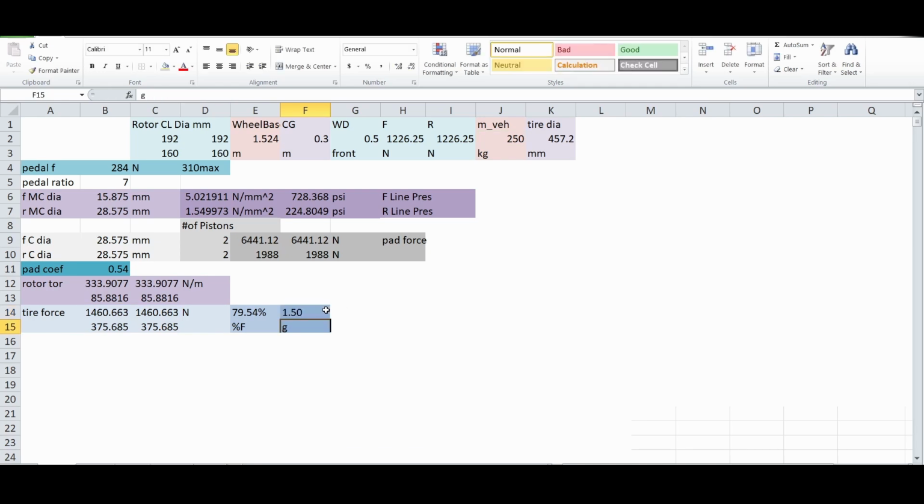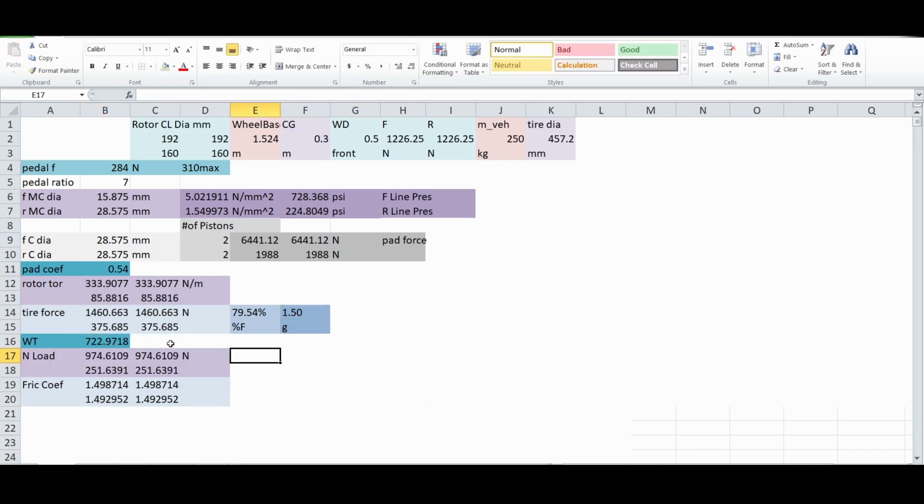So 1.5 G's. So this number's saying you don't have tire data, but you know what kind of car you're making, and looking at similar cars in your class, you know they brake around 1.5 G. You can use that number as a starting point. If you don't have tire data, the only thing you have to go off of is other cars racing in the same class as you.